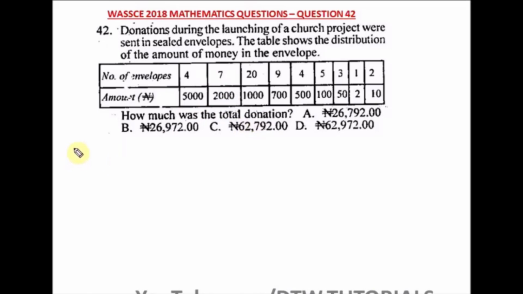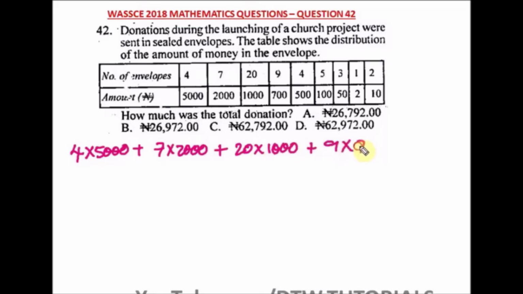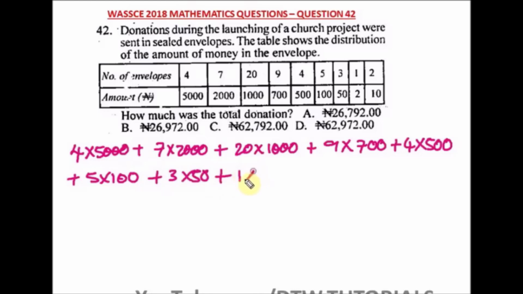So let us write this down. Here we have 4 times 5,000 plus 7 times 2,000 plus 20 times 1,000 plus 9 times 700 plus 4 times 500 plus 5 times 100 plus 3 times 50 plus 1 times 2. Okay, that's one person gave 2 naira. Plus 2 times 10. 2 people gave 10 naira.